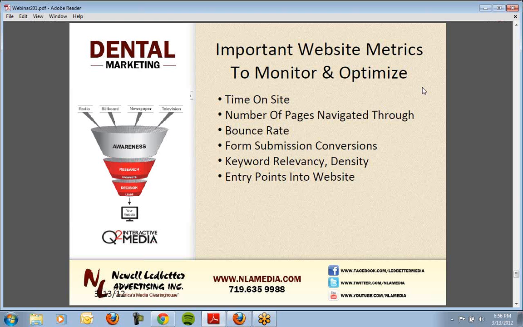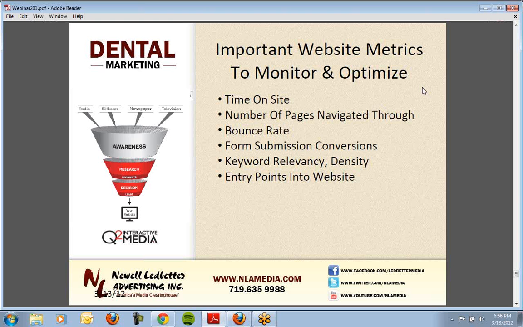The number of pages navigated through. We need to make sure that the right amount of information is being given because, believe it or not, you can overeducate someone to the point where they say, okay, that's what I was thinking of. Let me see who else in my market is doing that. There is that fine line and balance between education and engagement. And when in doubt, we always lean on the engagement piece.